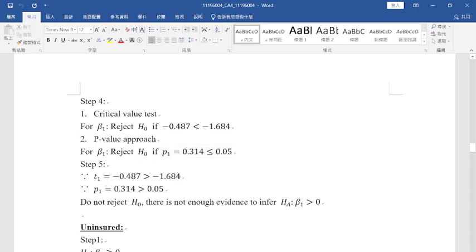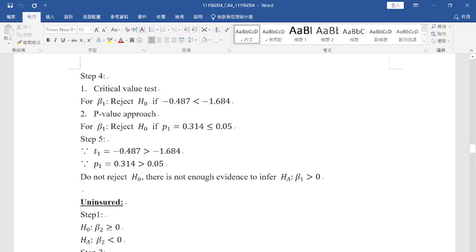So this one should be greater than the critical value, then we reject. No, less than positive. You follow me? Not really. The critical value is positive. So you have to compare with the positive. Oh, with the positive. So negative 0.487 is less than positive 1.684. So it falls in the non-rejection region.